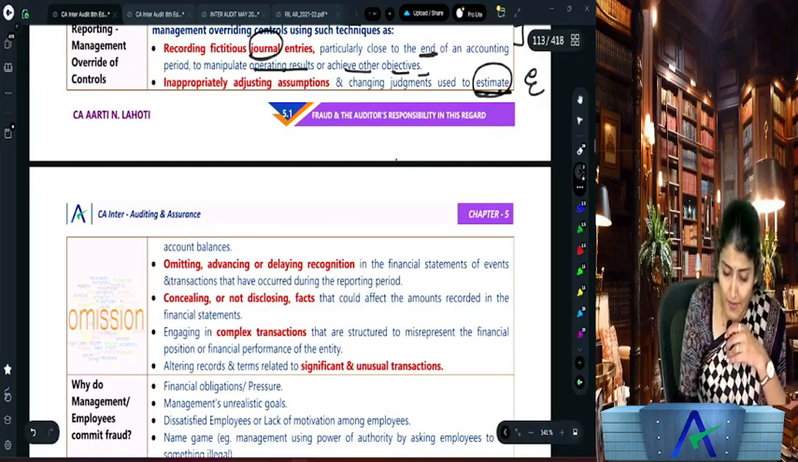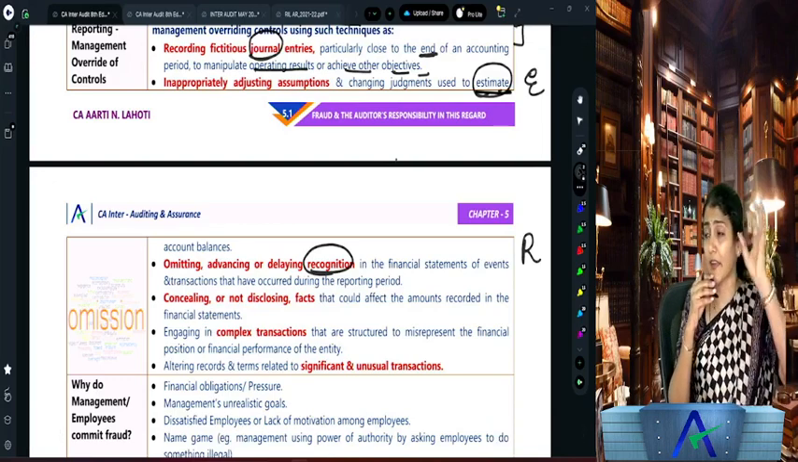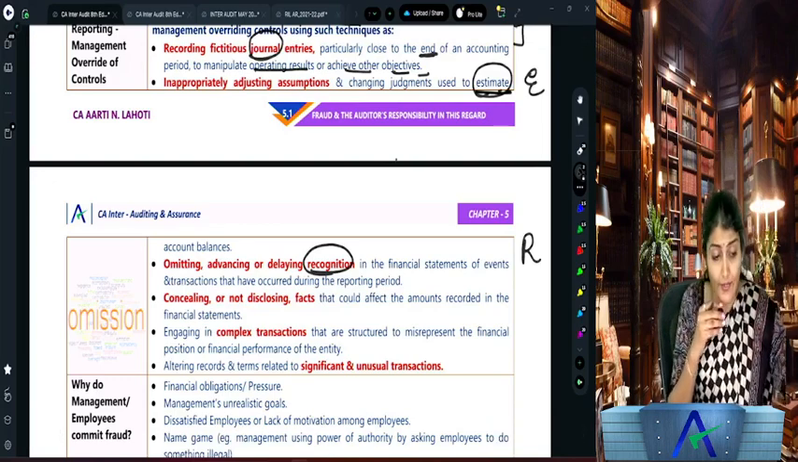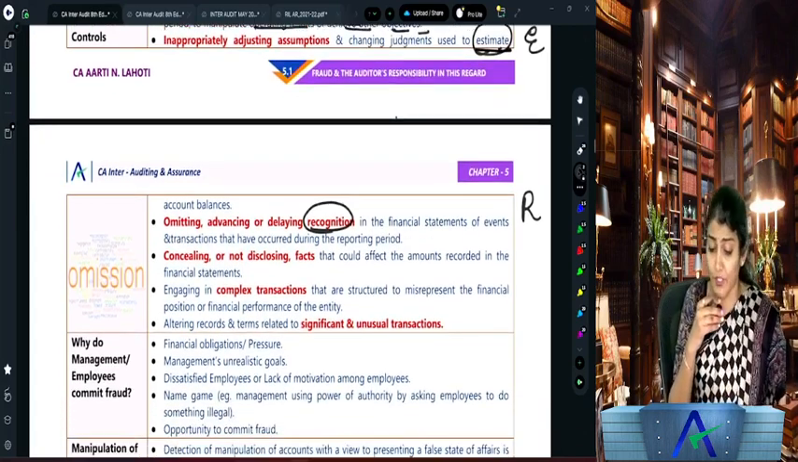So for estimates, then you have the recognition. What are you doing with the recognition? One, not recognizing at all. Second, you are recognizing in advance. Or third, you are delaying the recognition of the amount.